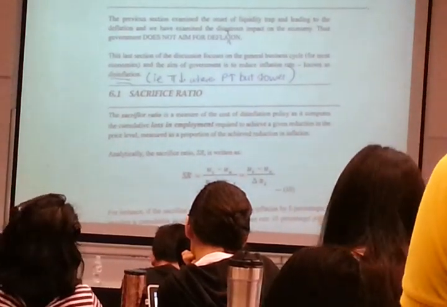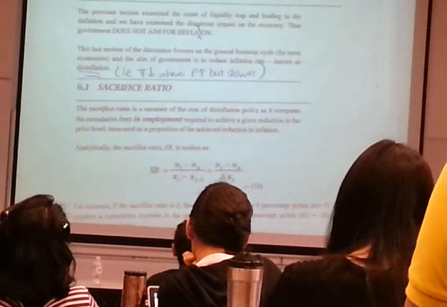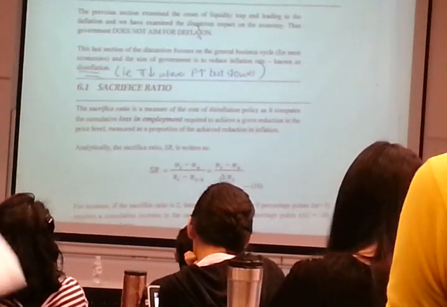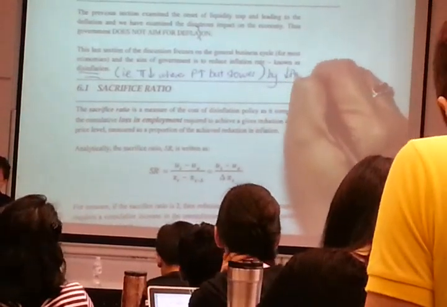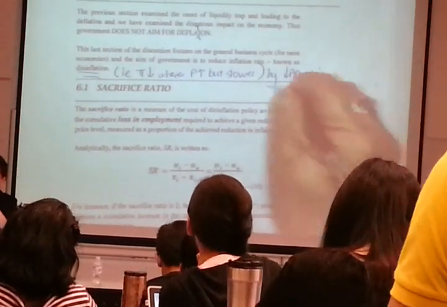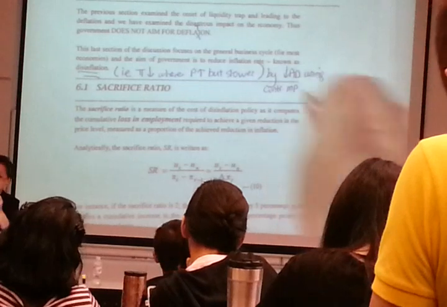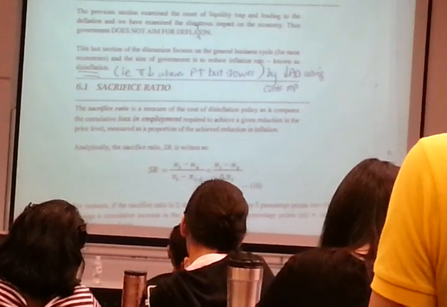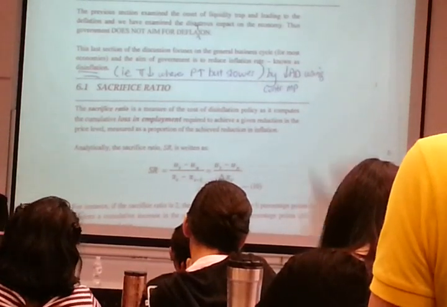Alright, so governments don't aim for deflation, they aim for disinflation. But for disinflation to take place, it is through lowering your AD. So in this case, government will use contractionary monetary policy. Government won't use contractionary fiscal policy. It's politically unpopular. You cannot raise taxes. People will hate you. So if you want to pursue disinflation, you will want to lower AD by using contractionary monetary policy. Therefore, output will drop.